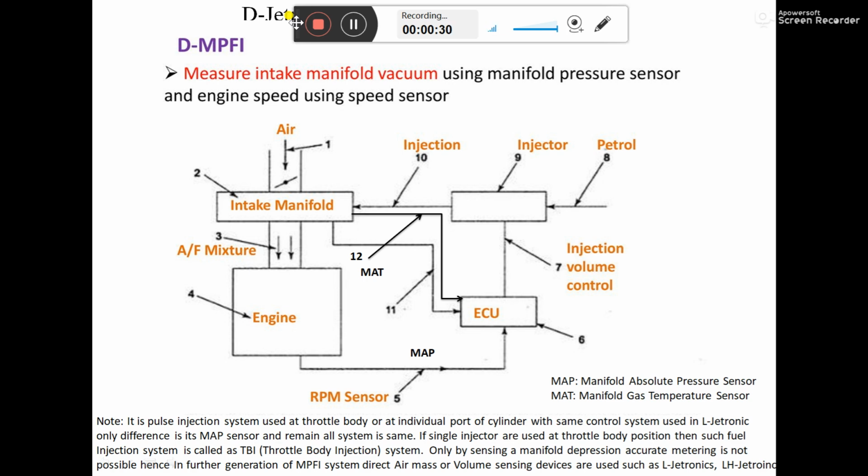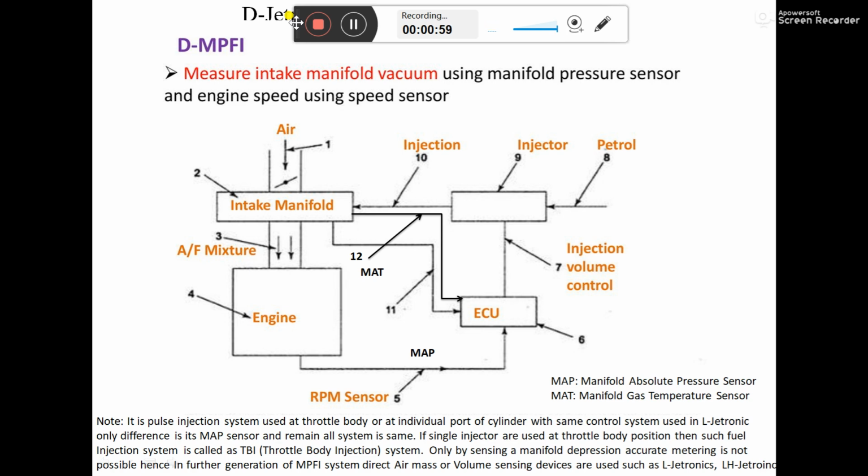So till here we have gone through the K. In the K, the term K stands for continuous. When we went through the KE, KE stands for continuous electronic. When we go through the L, then L stands for luft, meaning airflow. And now we will go through the D. Here D means Druck. Druck is a German word which is used for pressure.